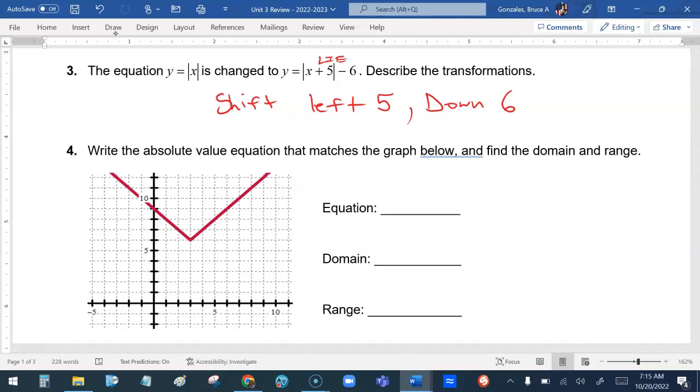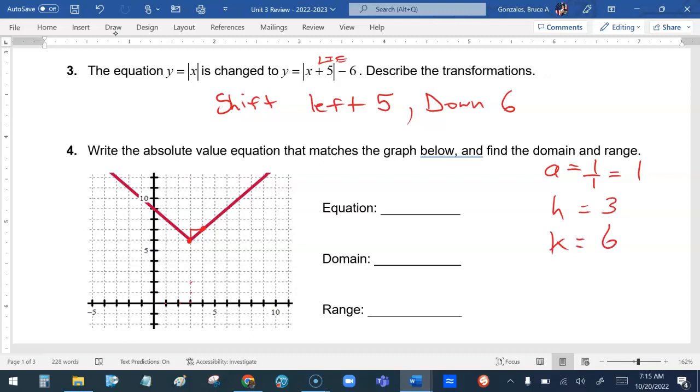Okay. Let's write the absolute value equation that matches the graph below and find the domain and range. So first things first, what's my a value? Okay, so if this is my vertex and this is the next point, rise 1 over 1, that's 1 over 1, okay, or just 1. My h value and my k value, so how much does it shift horizontally? So 1, 2, 3 to the right is h, 1, 2, 3, 4, 5, 6 is my k.